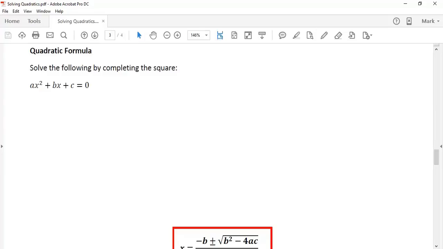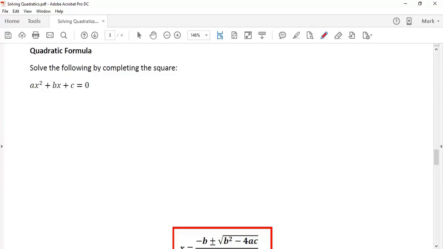Alright, so next we're going to look at the quadratic formula. But before that, we're just going to do an exercise where we actually prove the quadratic formula. So just say we're given the general equation of a quadratic, ax squared plus bx plus c. I want you guys to solve this by completing the square.